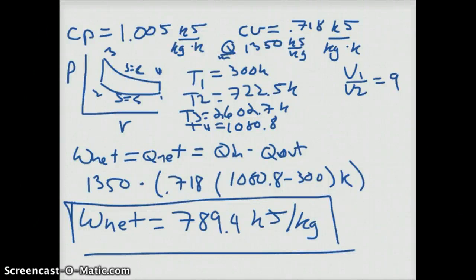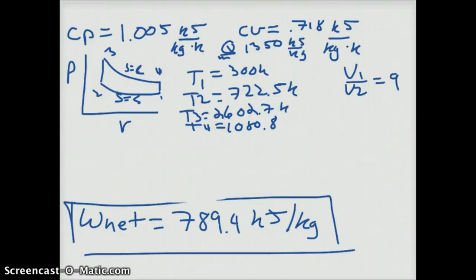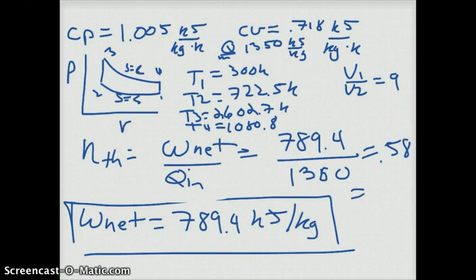And that is the answer to part A. For part B, we need to find our thermal efficiency, and that is going to be our net work, the value we just found, over Q in, which we were given, and that's going to be equal to 0.58, which is 58%.